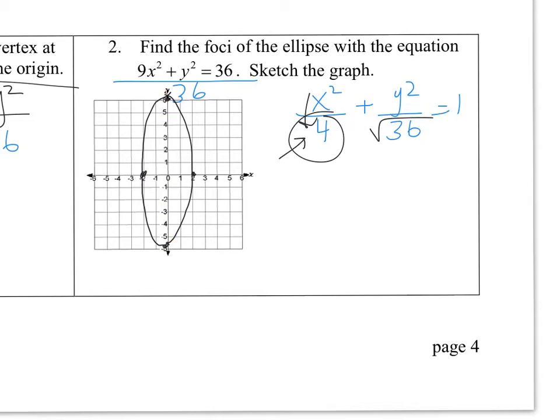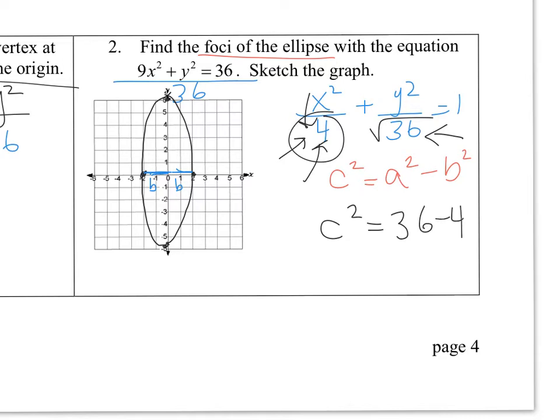To find the foci, I'm going to use the formula generally associated with the foci of an ellipse: c squared equals a squared minus b squared. I have my a squared right here, and I have my b squared. So c squared equals 36 minus 4. You don't ever want to get a negative number, so you're not going to do 4 minus 36. 36 minus 4 is 32.